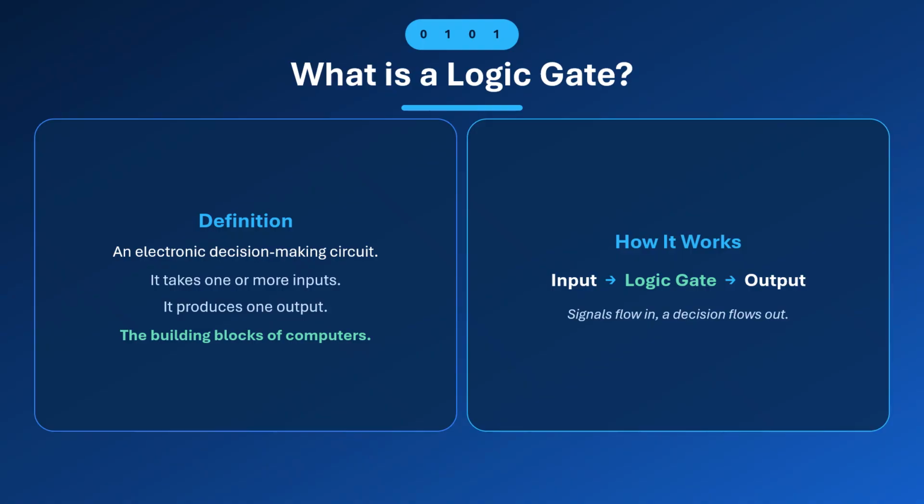What is a logic gate? An electronic decision-making circuit. It takes one or more inputs. It produces one output. The building blocks of computers. How does it work? Input, logic gate, output. Signals flow in and decision flows out.